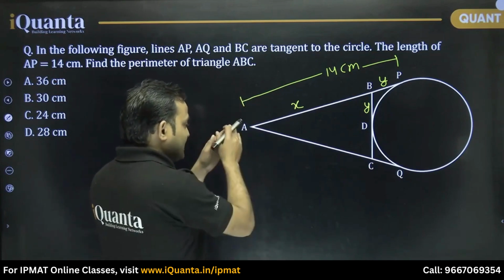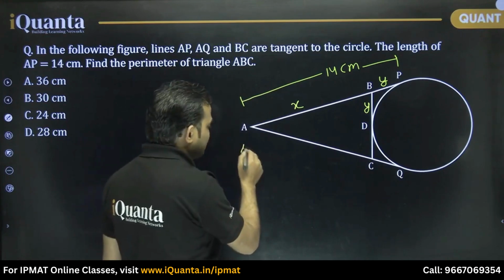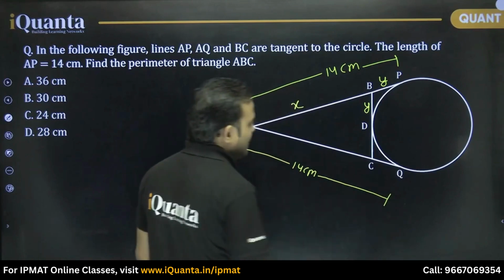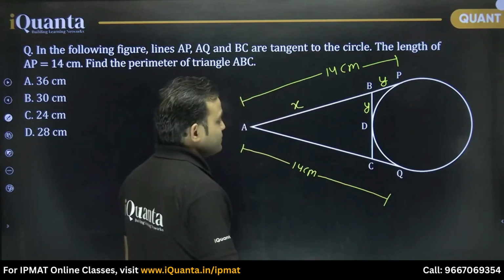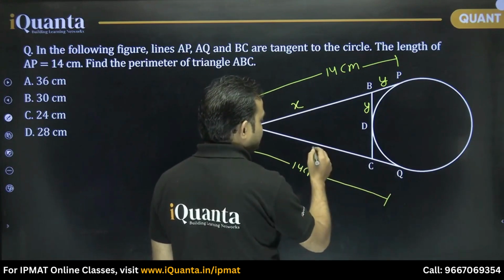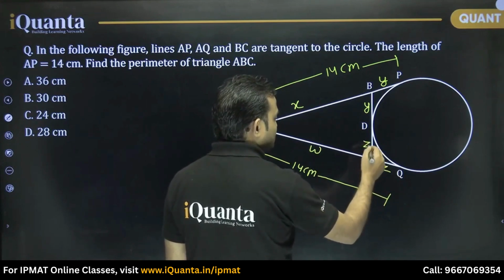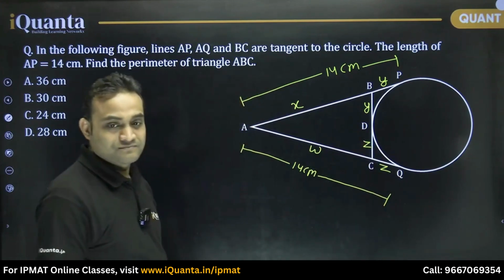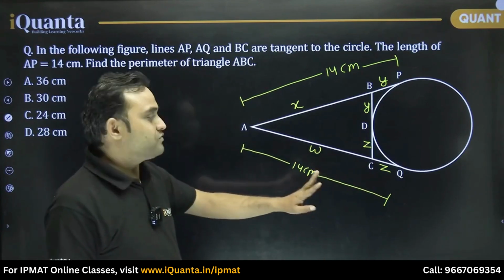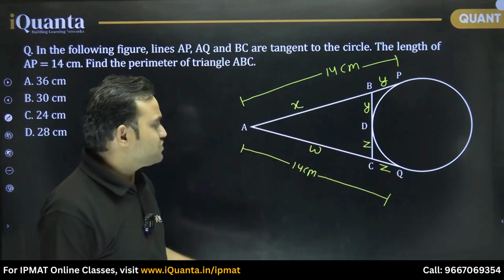Similarly, this whole length AQ will be 14 centimeter as well, right? And in that case, we can again take that if this length is W and this length is Z, this length will also be Z, right? Correct. This length will also be Z, although we can say that these are also Y and X, but it's better that way just to understand this.